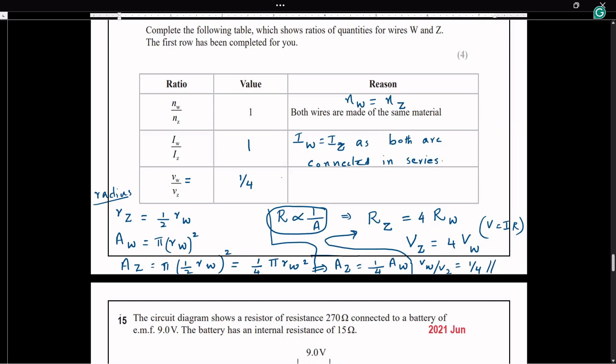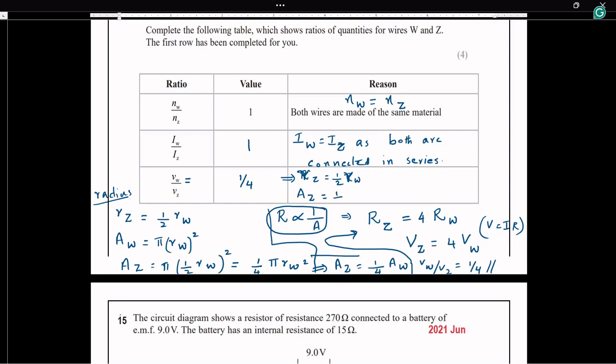So I will just write the reason briefly here. I can say the radius of Z is 1/2 the radius of W. Sorry, not the resistance, it is the radius. So from this we can write the area is 1/4 of AW. From that we can write the resistance of Z is 4 times the resistance of W. So VZ is 4 times VW. This is the reason. Other things I have just shown you, all the steps, but when you are writing the reason, you can write this much.